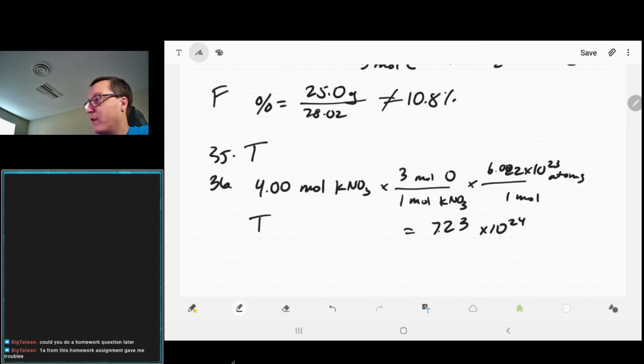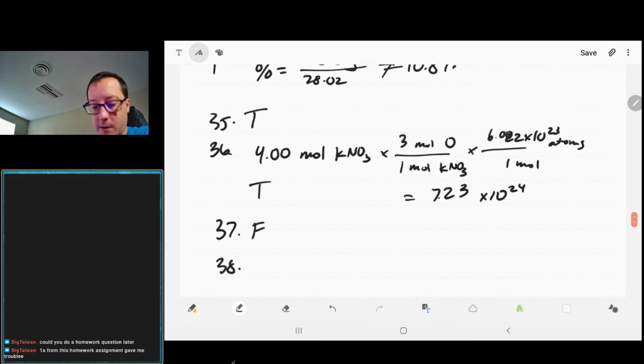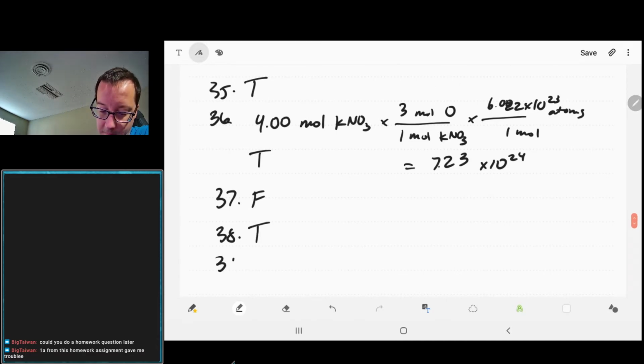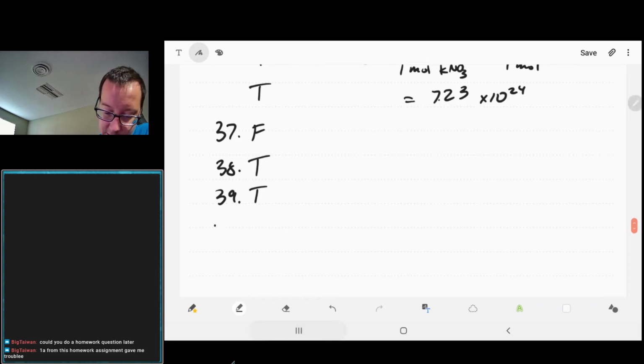Name of this potassium sulfide is dipotassium monosulfide. No, definitely not. Nitrogen is a diatomic element. That's true. N2. Sulfur has 16 electrons. That is also true. If we look at sulfur's atomic number on the periodic table, it's 16. This is an endothermic reaction. That's false. We see that energy is a product. That means it's exothermic. It's giving off energy.